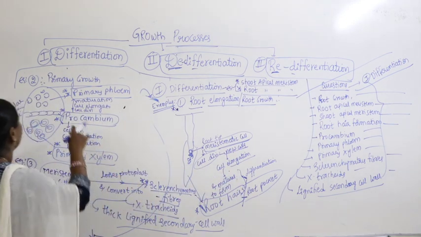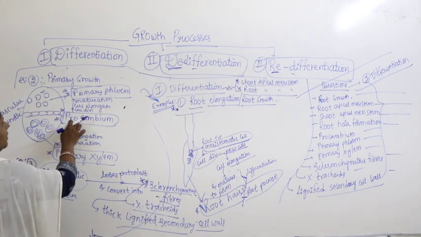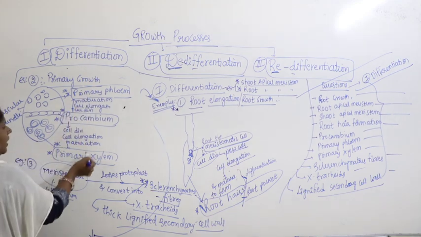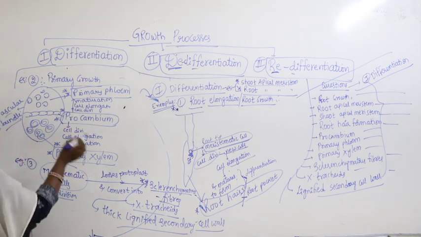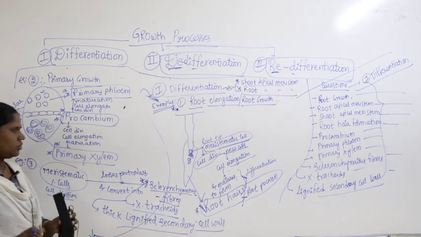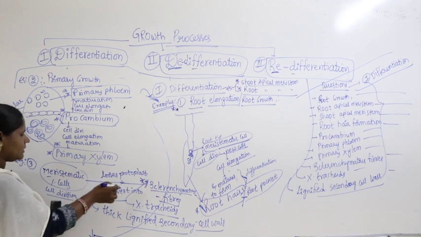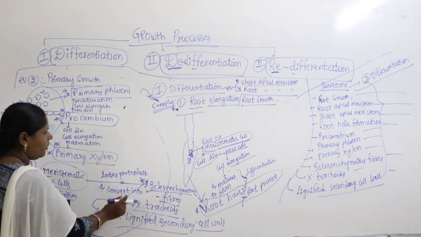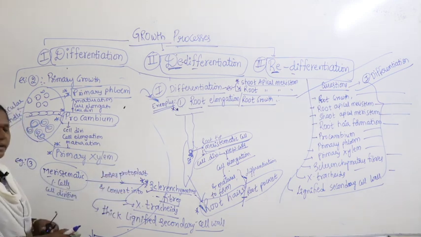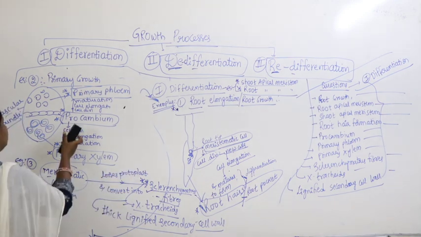What is the second example? Primary growth. Procambium develops into primary phloem and primary xylem. Example, formation of vascular bundle. Example for differentiation. Similarly, meristematic cells lead to formation of sclerenchymatous fibers, tracheids, and lignified secondary wall. All will come under what? Differentiation.